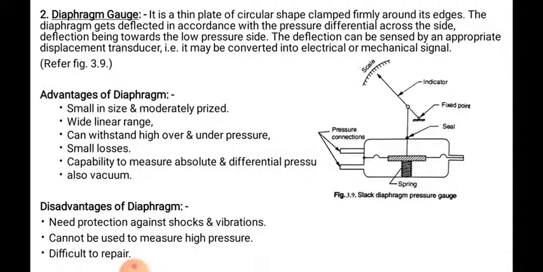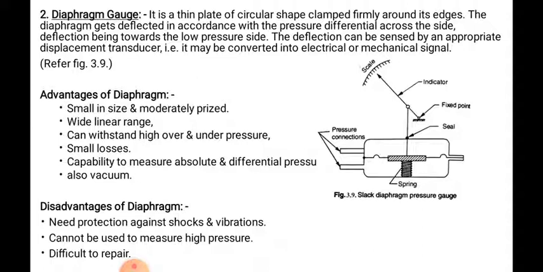In the diagram we can see a spring attached to the diaphragm, and that diaphragm container has two inlets, that is, pressure connections. Then the diaphragm plate is connected to one linkage, which has one end fixed and the other end carrying a pointer indicator, which will show the displacement or deflection of the pointer on the circular scale.